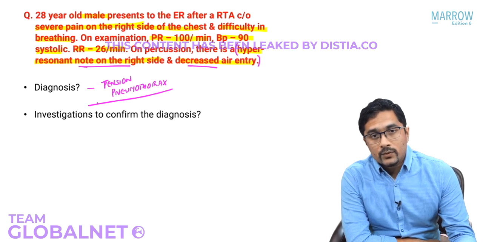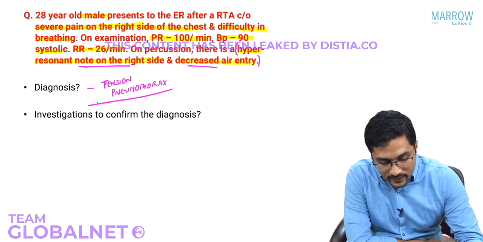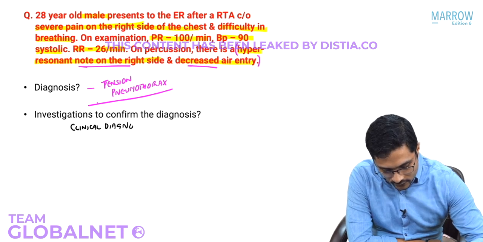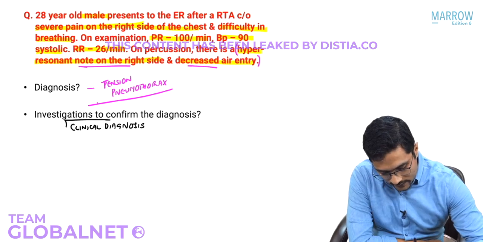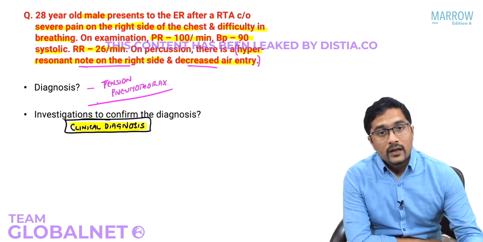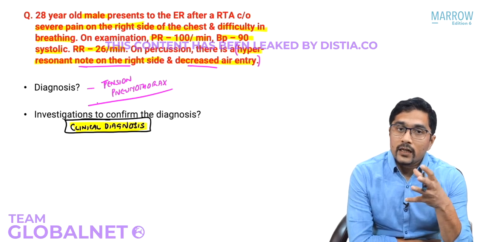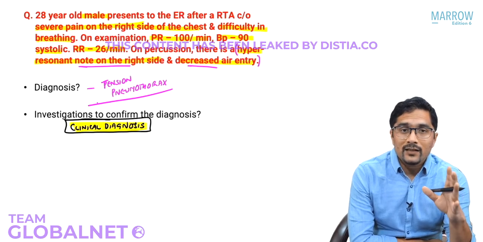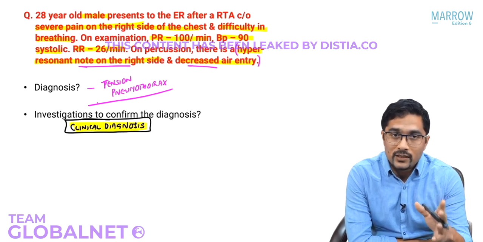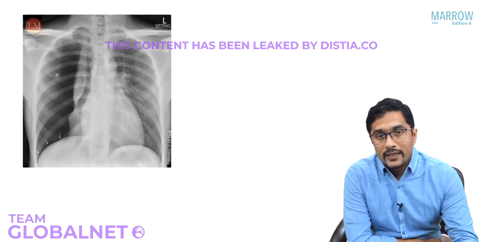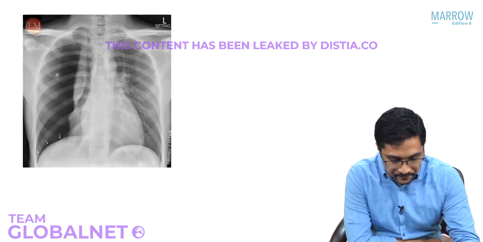What investigations would you do to confirm the diagnosis? So please remember a very important statement. Tension pneumothorax is a clinical diagnosis, and we don't need any investigation to confirm it. You can do investigations as adjuncts, but it is a clinical diagnosis. So please remember that. It can be an adjunct, but you don't need to necessarily perform any investigation.